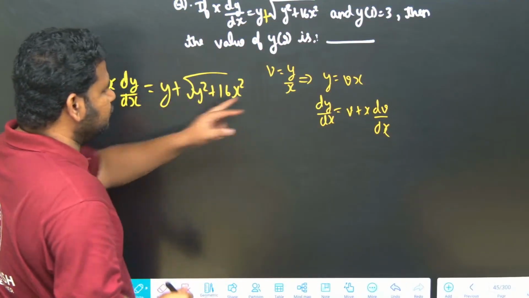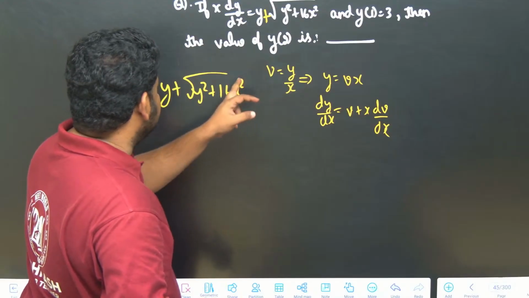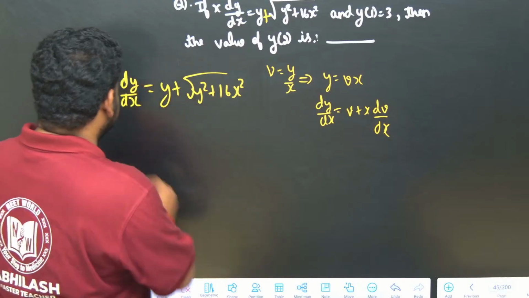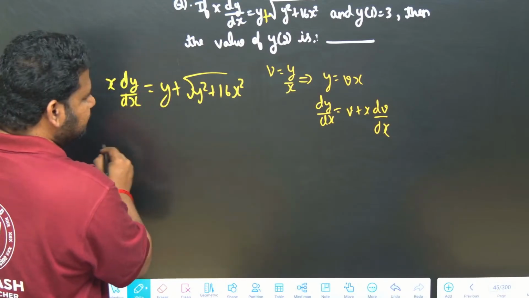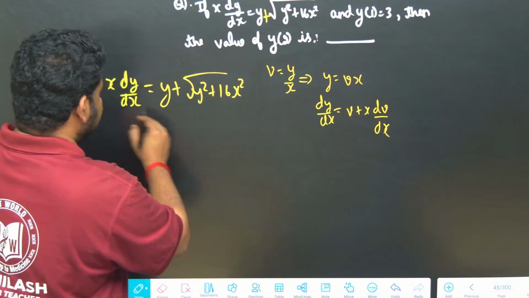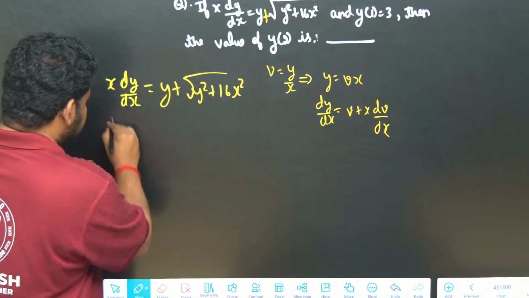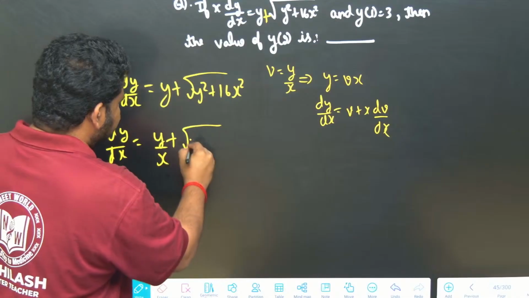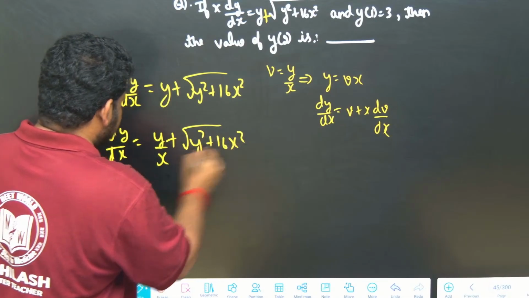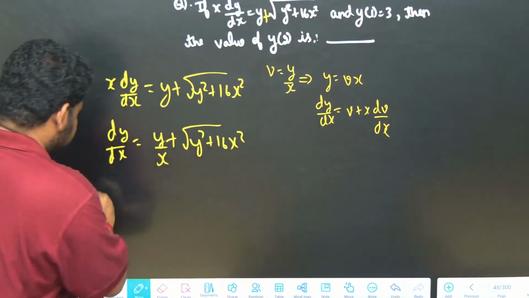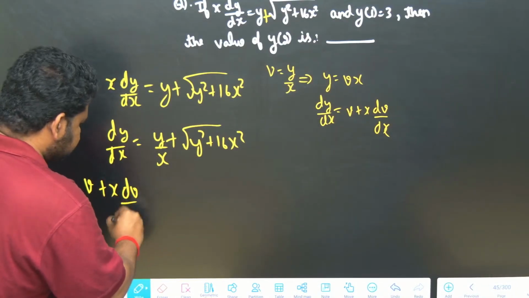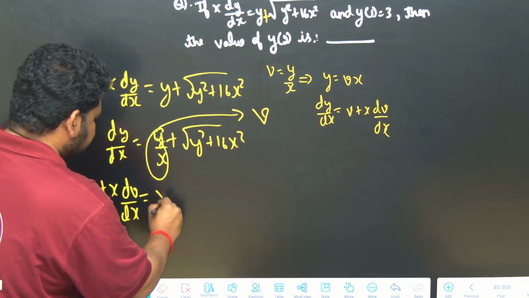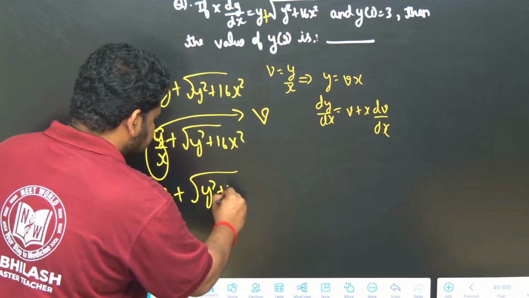So if I put y is equal to vx, wherever y is there, if I divide by x throughout, I get dy by dx is equal to y by x plus square root of y square plus 16x square. Now dy by dx is nothing but v plus x into dv by dx, and y by x I will put as v. So this becomes v plus x dv by dx is equal to v plus square root of y square plus 16x square.